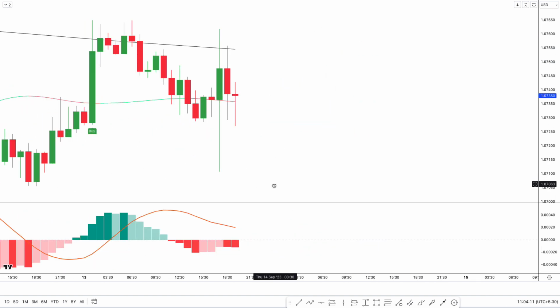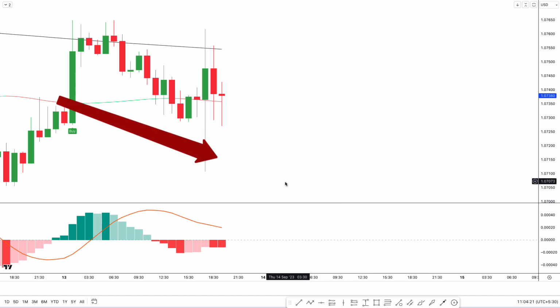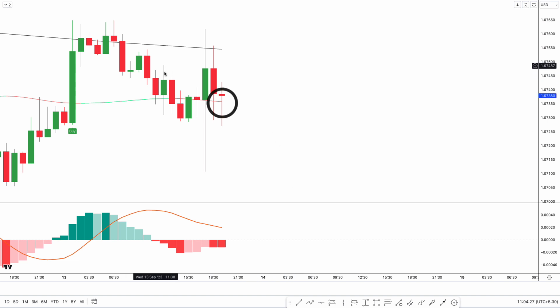For short trades, we're going to do the opposite. First, the price must be trading below the average KNN classifier, this black line, to indicate the market is in an overall bearish trend. Second, the KNN classifier line, this one right here, should be colored red to indicate that the market is in a short-term bearish trend.